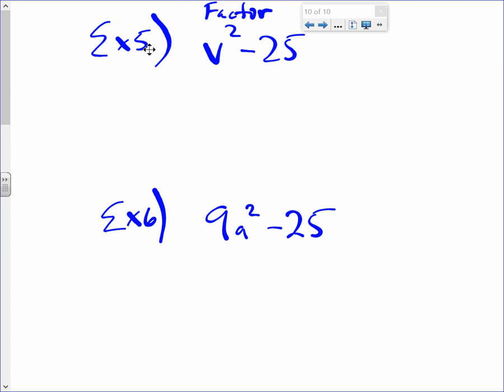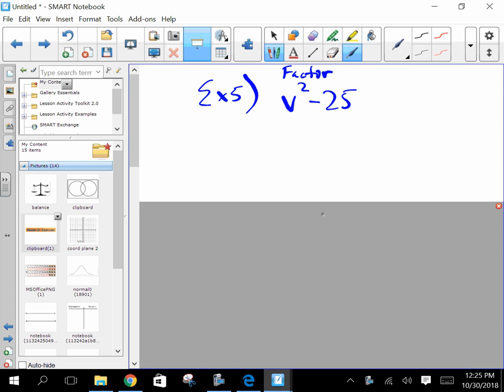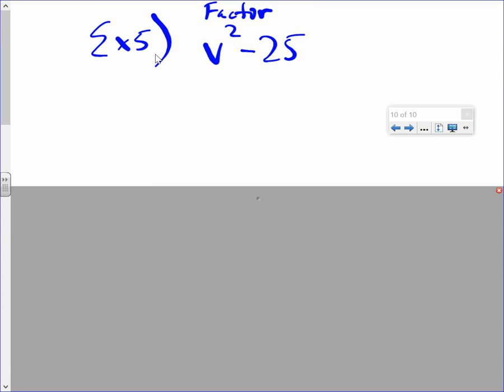So example 5 says factor b squared minus 25. So this is a continuation of yesterday's notes. If you're absent, you can take the notes later. They're all on video. Right now we're in example 5. We left off with example 4 from the video notes yesterday. Here we go. b squared minus 25.